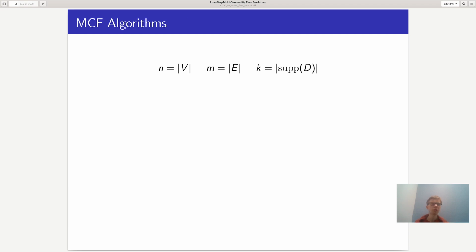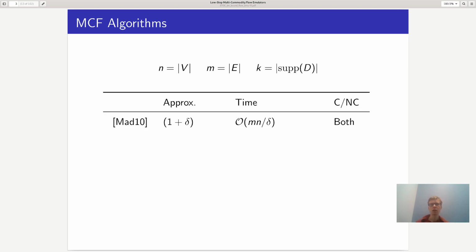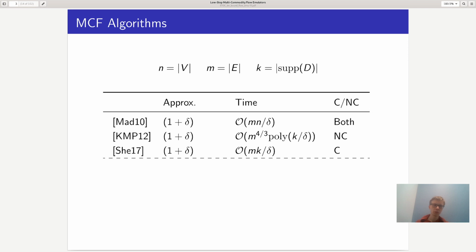So what algorithms are there for multi-commodity flow? Madry in 2010 gave an M times N time algorithm for both variants. Then, when the number of commodities k, that is the support size of the demand, is small, these two results gave better dependence on M and N for non-concurrent and concurrent flows. However, in the case where N, M, and K are all around equal, all of these algorithms are at least quadratic time.